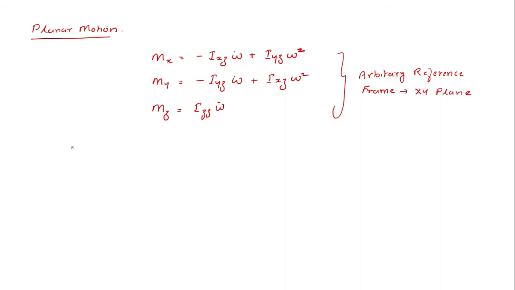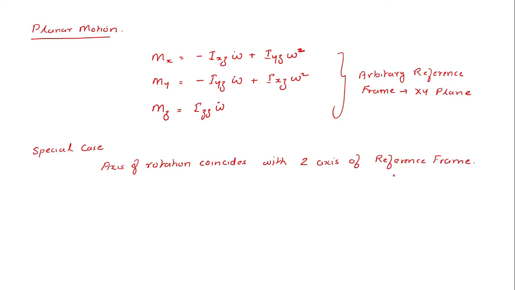Now, in case you consider a special case in which the axis of rotation coincides with the z-axis of the reference frame, in that case Mx and My will be equal to 0 as such, because Ixz, similarly Iyz, will all be equal to 0.